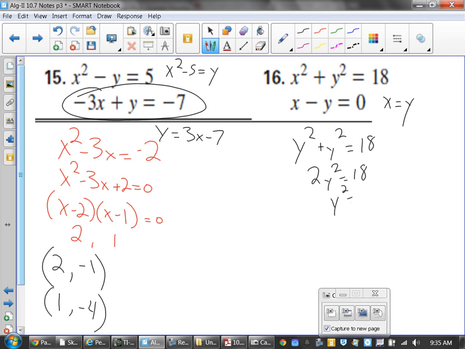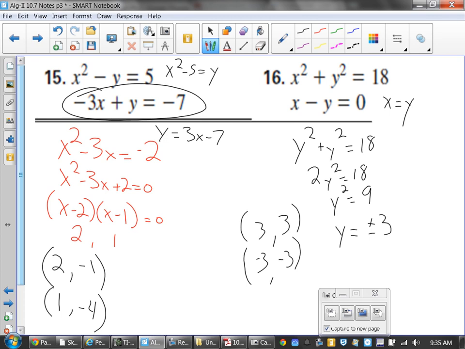y squared is 9. Please tell me you did plus or minus 3 for y. Good. Which means that you have two sets of ordered pairs with y values of 3 and negative 3.